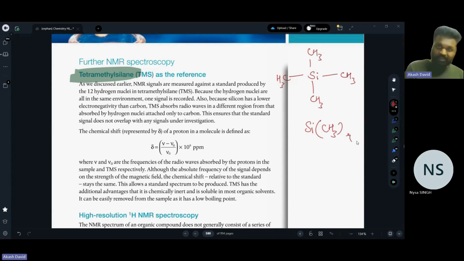So, by standard procedure, we assume that tetramethylsilane is the reference. With respect to this, we record the chemical shifts of other compounds. So you will always see that the graph starts with tetramethylsilane. I'll give you a general example in this case.